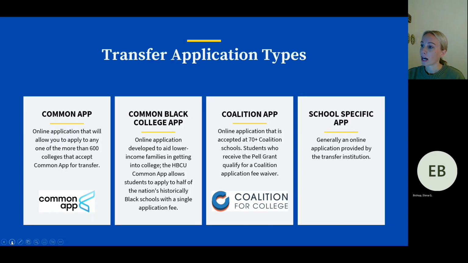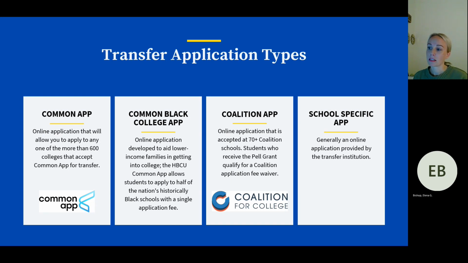So completing the transfer application, there are a handful of different types of applications. There is one called the Common App. This is an online application that allows you to apply to up to and over 600 different colleges that accept this Common App for transfer. It allows you to submit information that can be dispersed to the colleges available through this app without having to repeat the process.